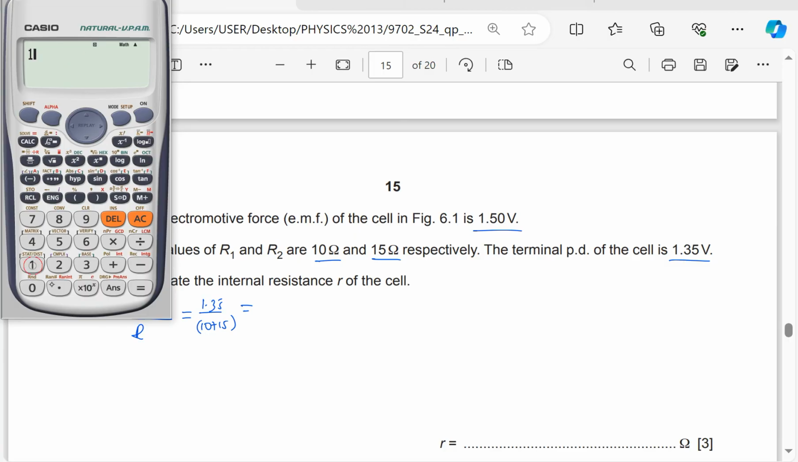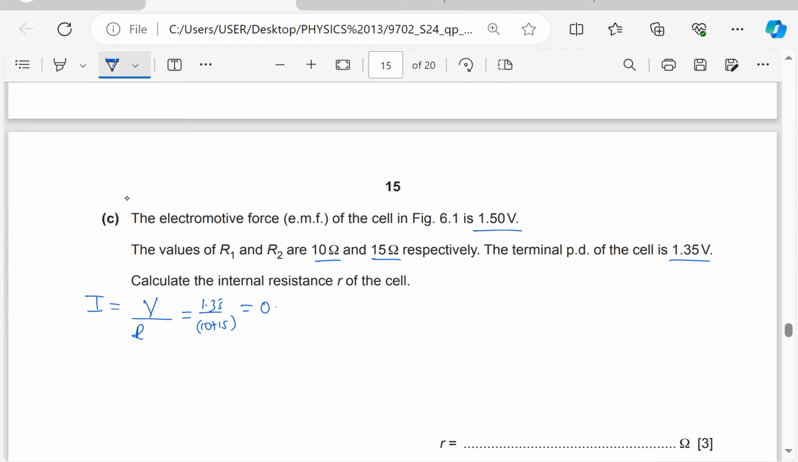So this is 1.35 divided by 25. So the current is 0.054 amperes. So that is the current I. I use the terminal PD because I don't know the internal resistance, so I didn't add the internal resistance here. If I know the internal resistance, then the current will be EMF over total resistance, which includes the internal resistance. So this is the current.